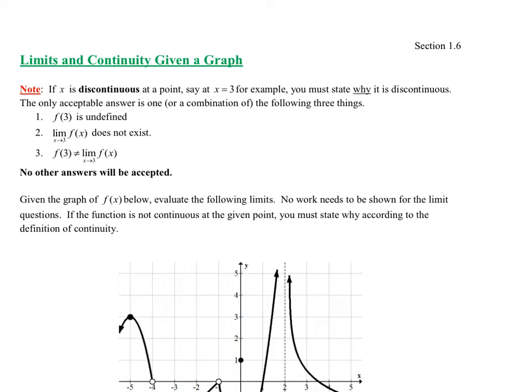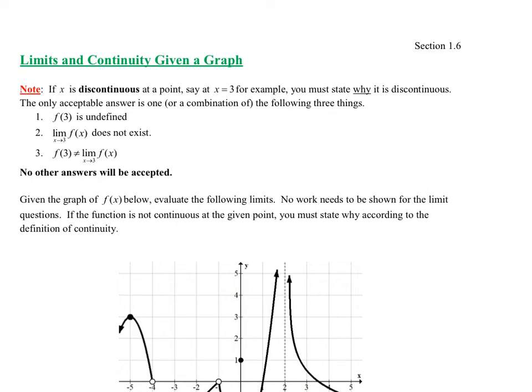So you would simply write it's discontinuous. Why? You would say f of 3, which exists, is not equal to the limit as x approaches 3 of f of x, which exists. So you're saying the function exists, the limit exists, but they're not equal. So those are the only three things that you could put on the test. You could put any one of those three things as long as it pertains true to the problem. Okay? No other answers will be accepted. So if you say it is discontinuous and you don't put one of these three things down, then I cannot give you credit. Okay? So it says, given the graph of the function below, evaluate the following limits.